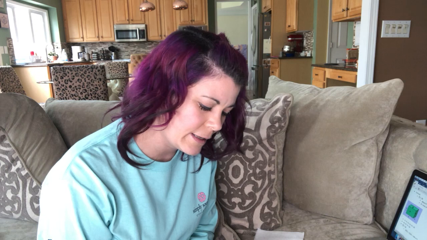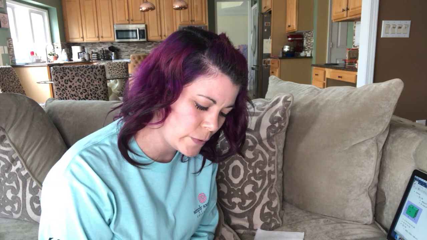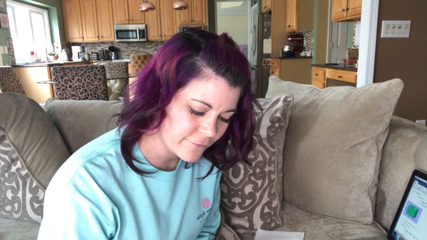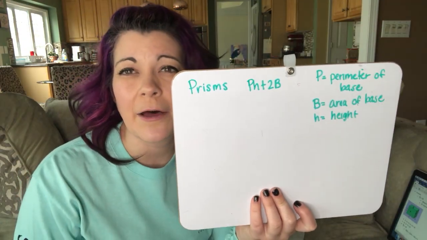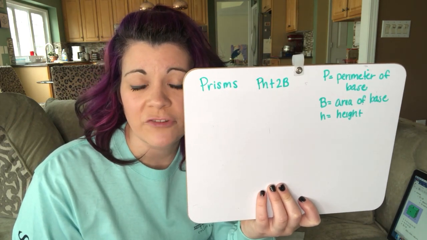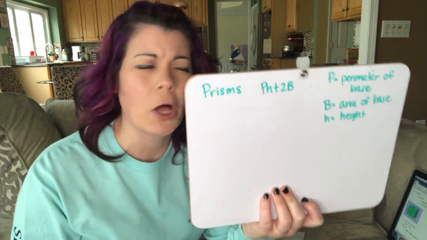So in this case, for prisms, the formula for a prism is pH plus 2B, where P stands for the perimeter of the base, and the big B stands for area of base. And then obviously H stands for the height of the figure. So you see here we have pH plus 2B, where P is the perimeter of the base, B is the area of the base, and H is the height. So this is the formula for all prisms.